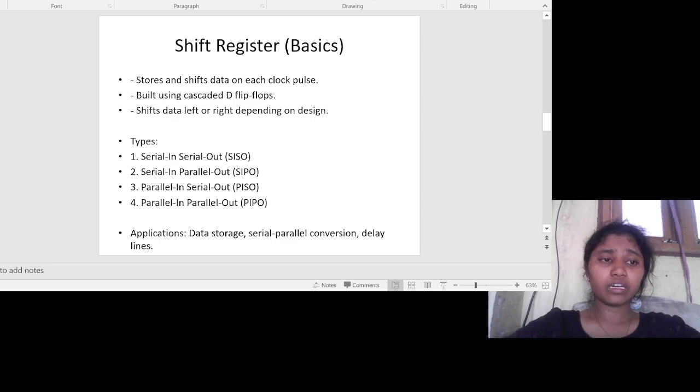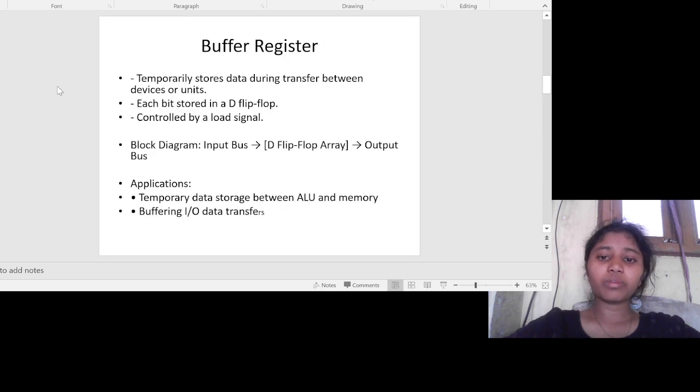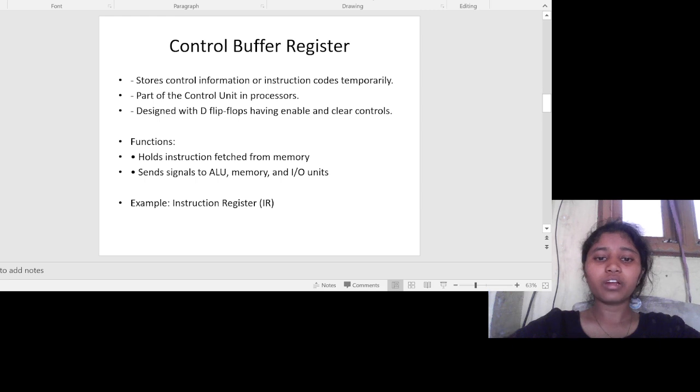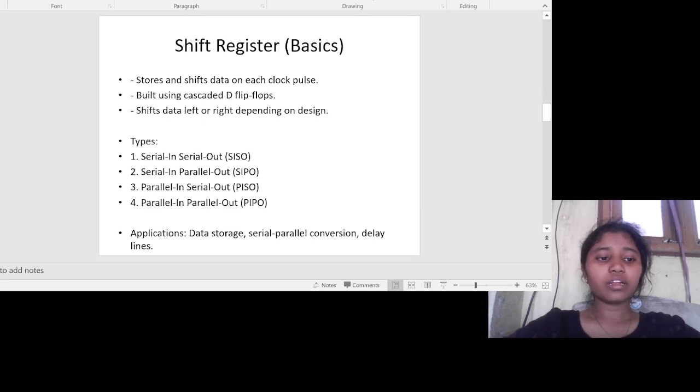Previously, we discussed the buffer register. A buffer register temporarily stores data during transfer between devices. A control buffer register stores control information, and the shift register can store and shift.